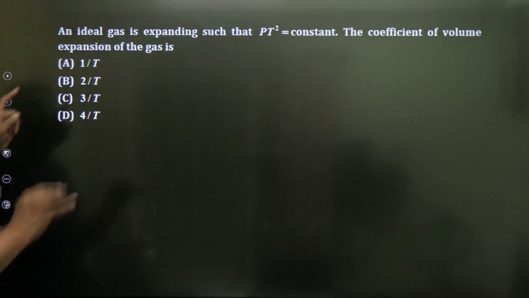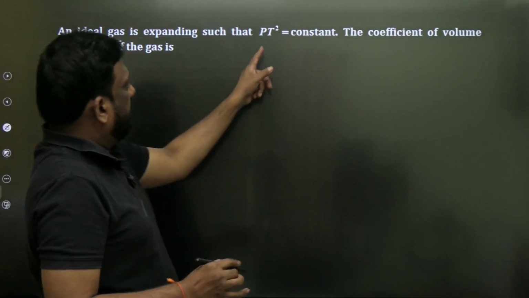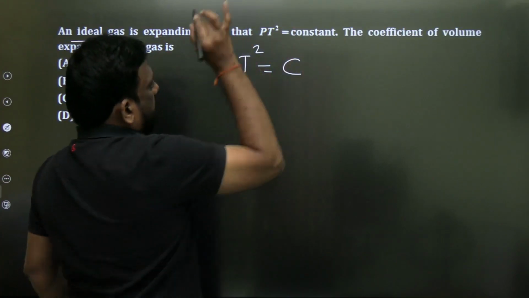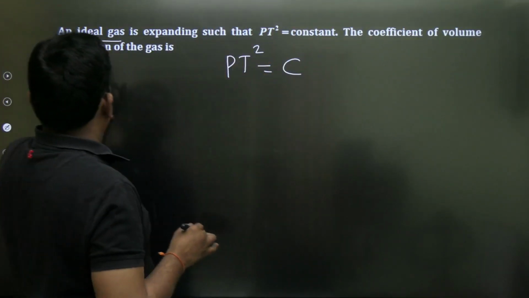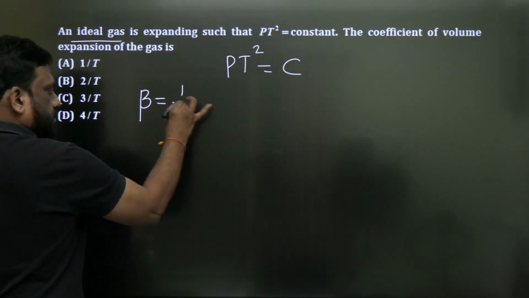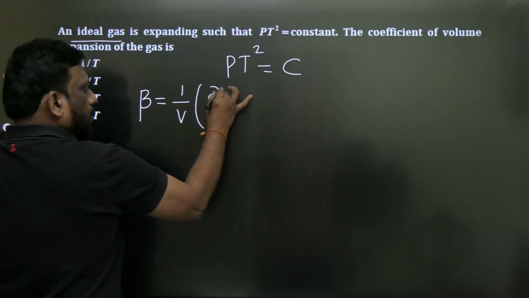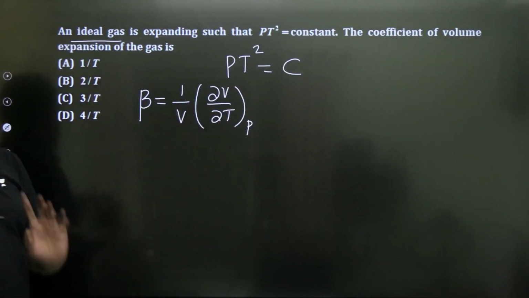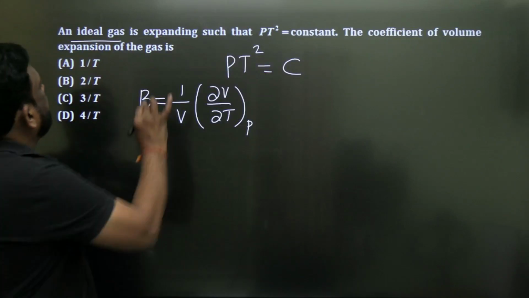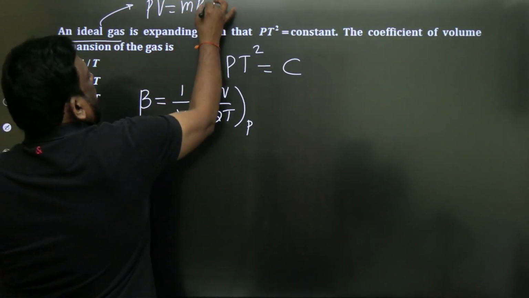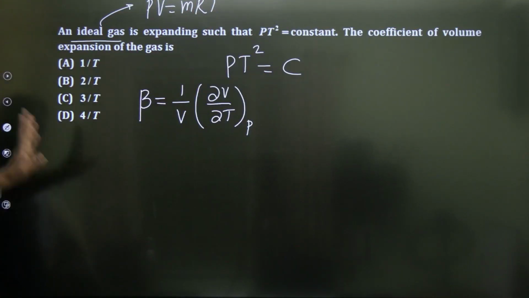Now, an ideal gas is expanding such that P T square is equal to constant. Let this constant be C. The coefficient of volume expansion, you know, I designated with beta, is 1 by V dou V by dou T at constant pressure. This is our coefficient of volume expansion. He is asking, it is an ideal gas. If it is an ideal gas, we have PV is equal to mRT. No problem at all.